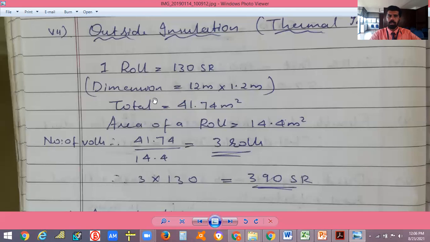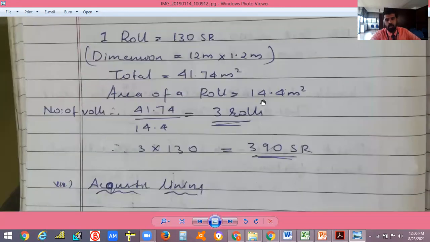I'll explain this once more. One roll costs 130. Its dimension is 12 meter into 1.2 meter. Our total insulation area is 41.74. So we are going to find how many rolls we need. To know that, we just divide this total area by this roll dimension. So we'll be getting 3 rolls. For one roll it is 130, so for 3 rolls it is 390 Saudi Riyal. The same way you find it for acoustic also.